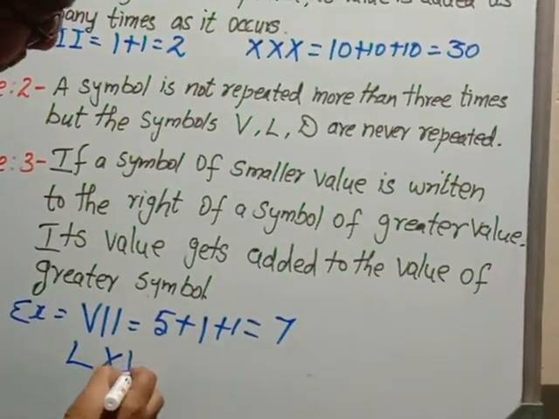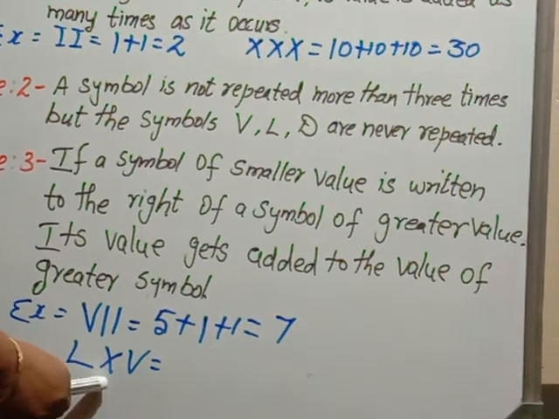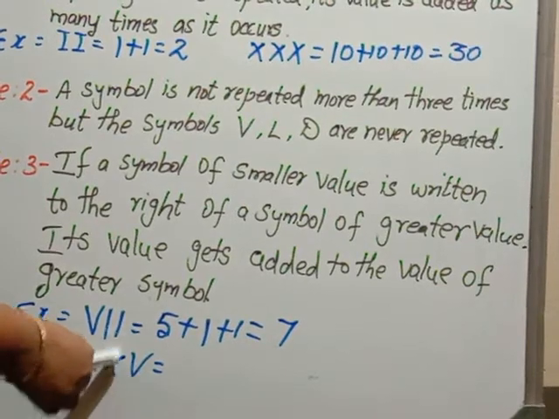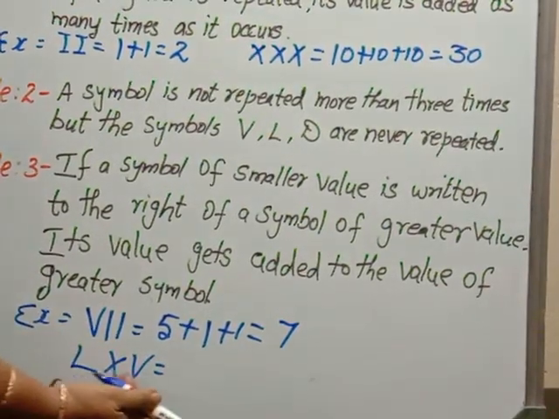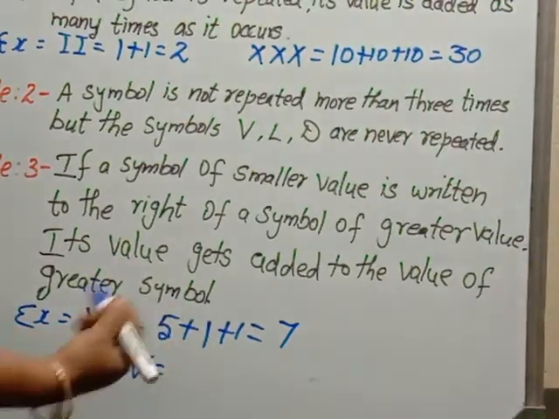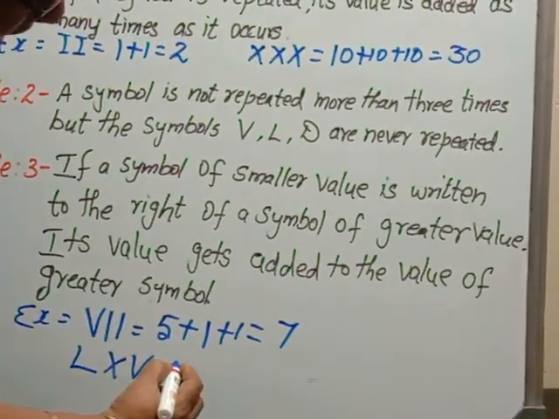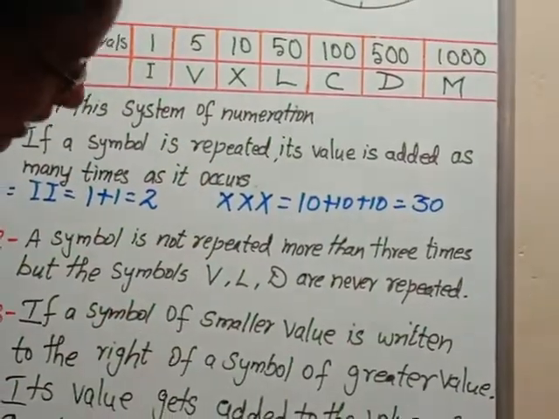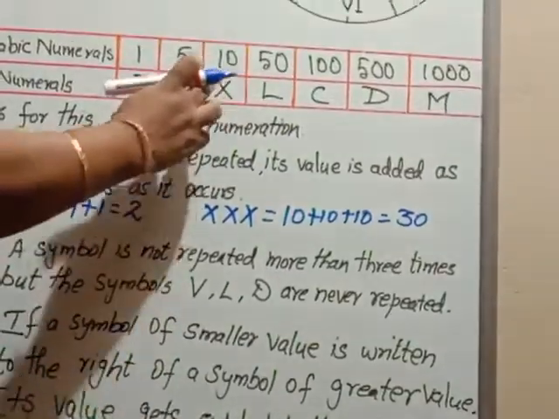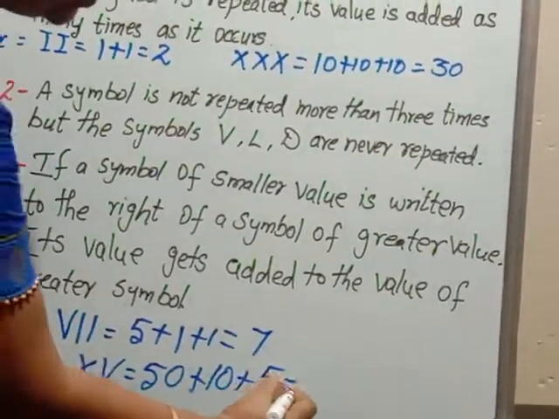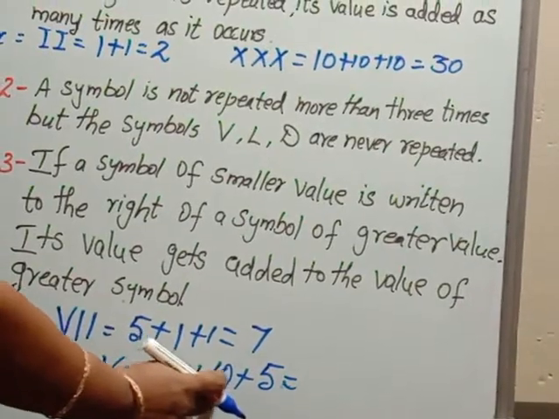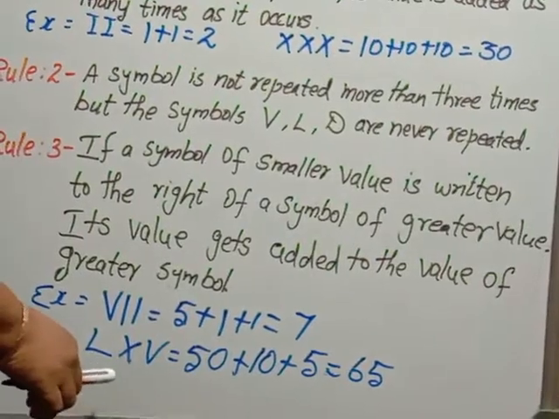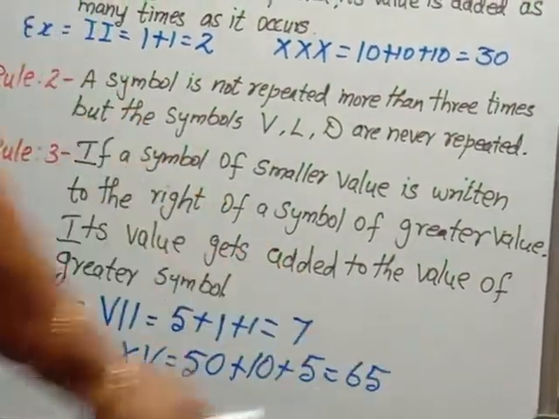LXV. Now, X is smaller than L. L is greater than X. Then, X is greater than V. So that is why we are writing them to the right side of the greater value. Now what is the value of L? 50. What is the value of X? 10. What is the value of V? 5. Now we are going to add it. 50 plus 10, 60. 60 plus 5, 65. What is the value of the Roman numeral LXV? It is equal to 65.